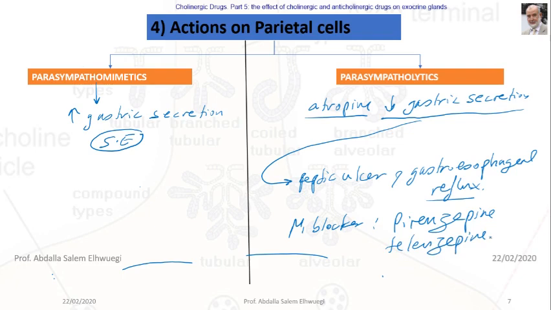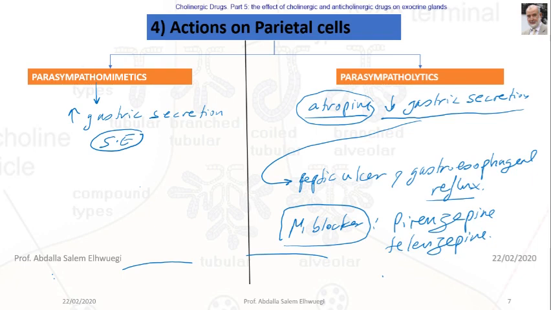Okay, therefore atropine is not used anymore because of the many side effects, because atropine will block all muscarinic receptors, M1, M2 and M3, and therefore this will result in many side effects related to blocking of all these muscarinic receptors. So in this case we use the selective M1 blockers or anti-muscarinic M1 blockers like pirenzepine. Why? Because they produce more selective action and less side effects.